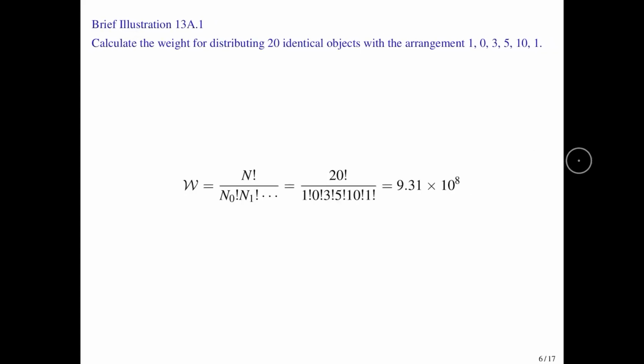This brief illustration just reviews how to calculate the statistical weight. It's not that hard to do. You can use Mathematica to calculate these types of quantities, and I would imagine you'd have to do something like this in the problems. So you've got n equals 20 in this formula. You have these set of populations, and so you take 20 factorial and divide it by the product of these numbers, their factorials, and you'll get very large numbers for the number of equivalent configurations for a given number of objects and populations.